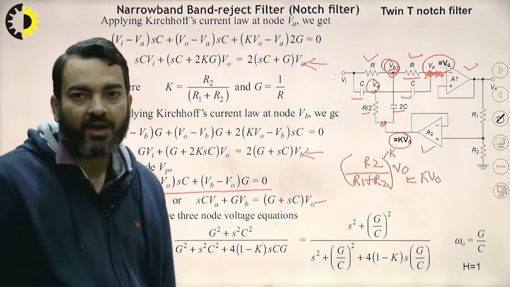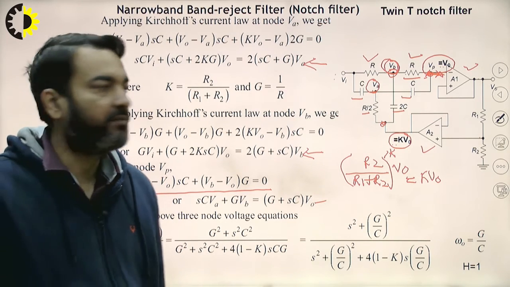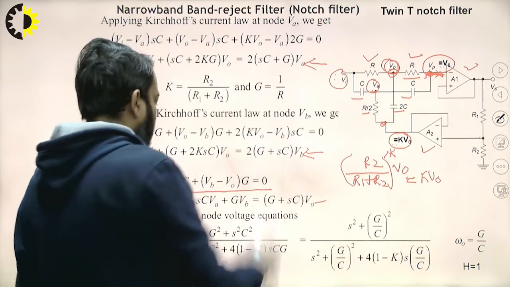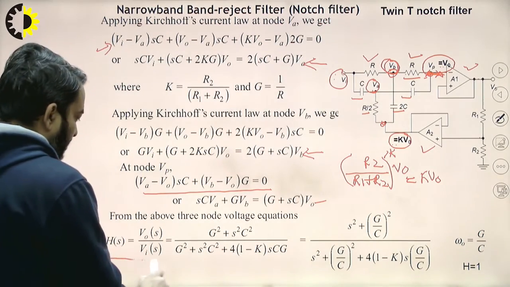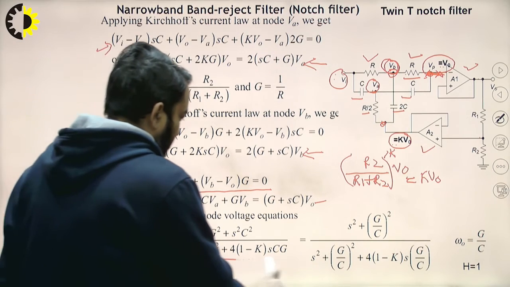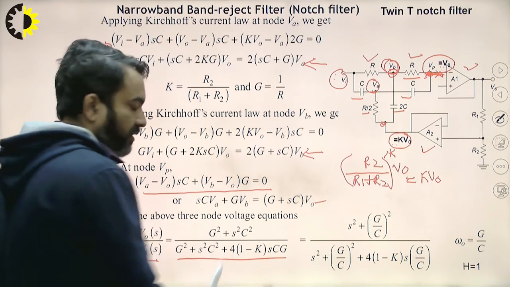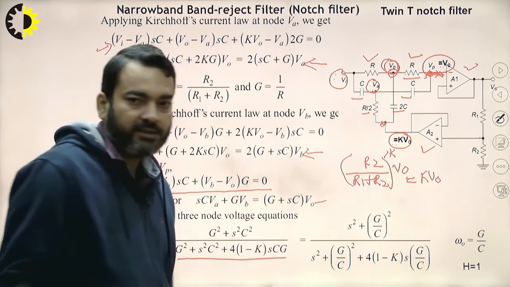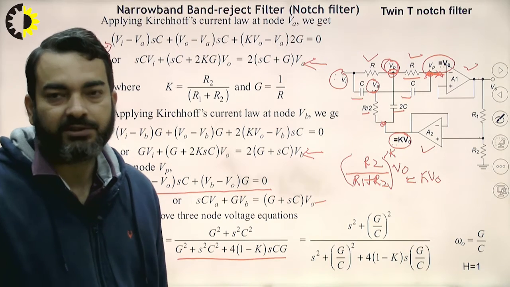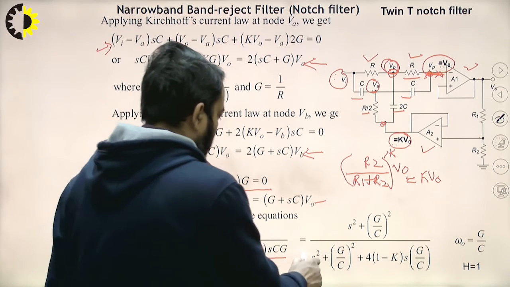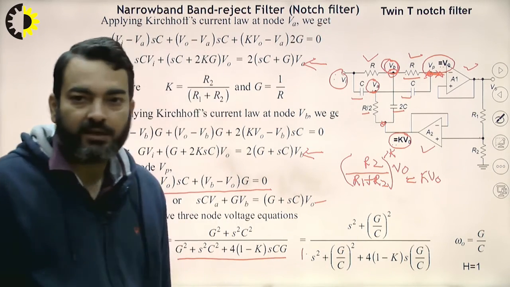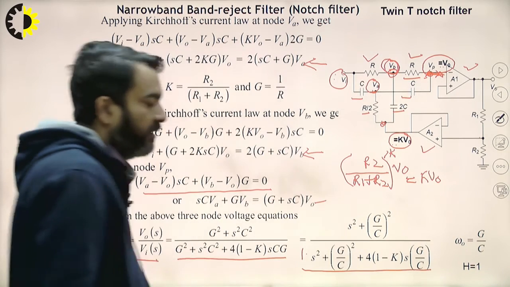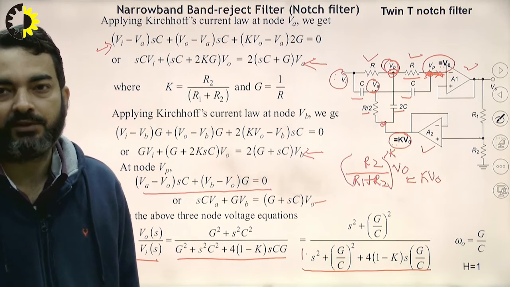Now with the help of these equations we can get V0 by Vi, this voltage by this voltage, and this will give the transfer function. Converting this transfer function to a standard form, in which the highest power of S has coefficient value 1, this is the standard transfer function, and now we can calculate the various parameters of this band reject filter.